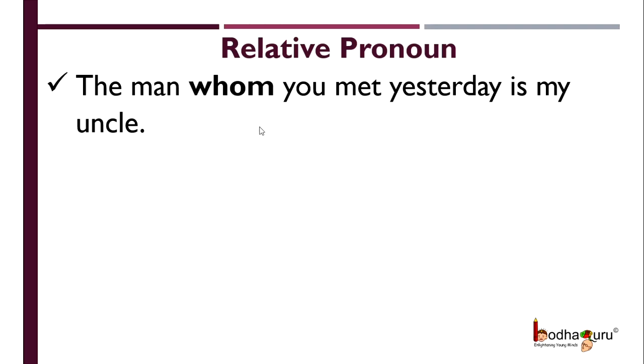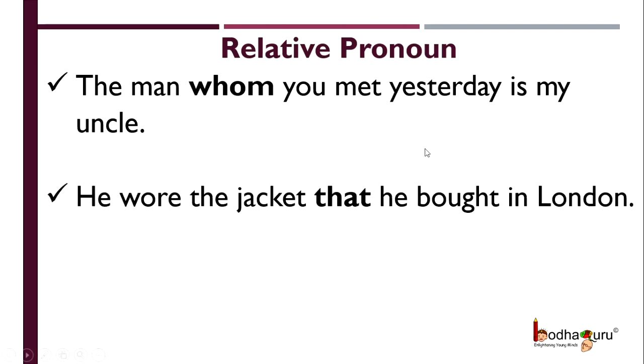The man whom you met yesterday is my uncle. Here, whom is the relative pronoun which refers to the man, that is the previously mentioned noun, and it connects the two clauses. The man is my uncle is the independent clause and whom you met yesterday is the dependent clause. Another example, he wore the jacket that he bought in London. Here, that is the relative pronoun and it refers to jacket, the previously mentioned noun.